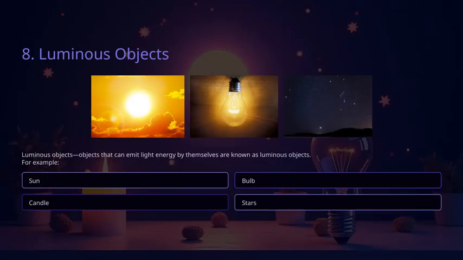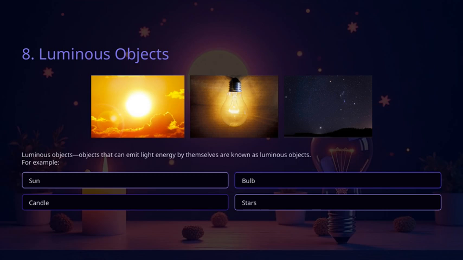Luminous objects are those that can emit light energy by themselves. Essentially, these are objects that produce their own light, unlike objects that merely reflect light from other sources. For example, the sun is a perfect example because it generates light through nuclear reactions happening inside it. Candles are another example, as the flame produces light when the wax burns.